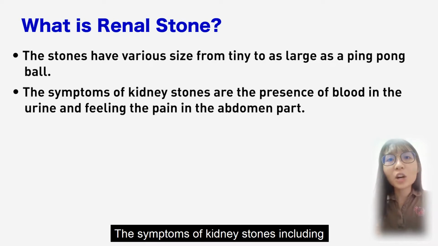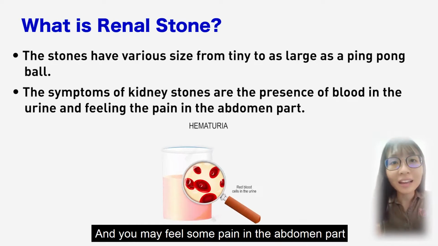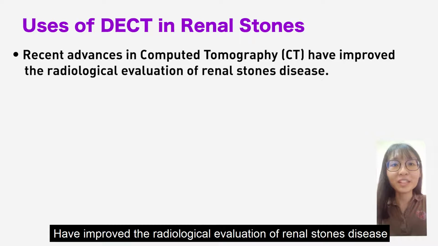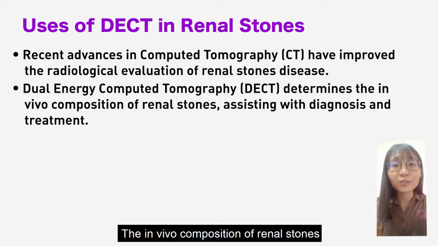The symptoms of the kidney stone include the presence of blood in the urine, and you may feel some pain at the abdomen part. The recent advances in computed tomography have improved the radiological evaluation of renal stone disease. With the availability of dual energy computed tomography, it is possible to determine the in vivo composition of renal stone, assisting with diagnosis and treatments.